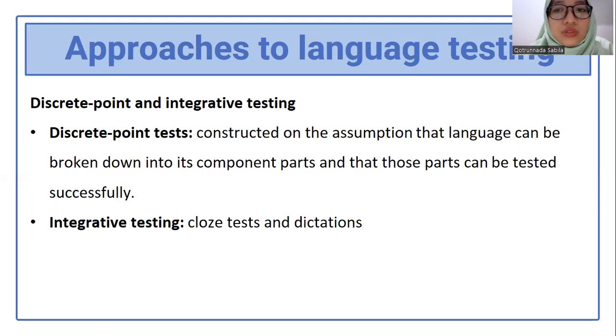And then approaches to language testing. The first, discrete-point and declarative testing. Discrete-point tests are constructed on the assumption that language can be broken down into its component parts and those parts can be tested successfully. These components are the skills of listening, speaking, reading, and writing, and various units of language, of phonology, graphology, morphology, lexicon, syntax, and discourse. Then, what does an integrative test look like?